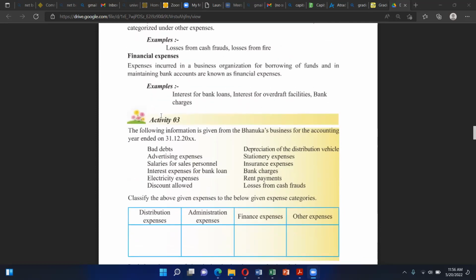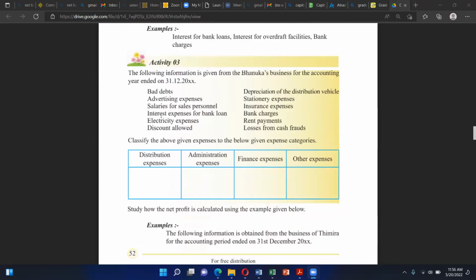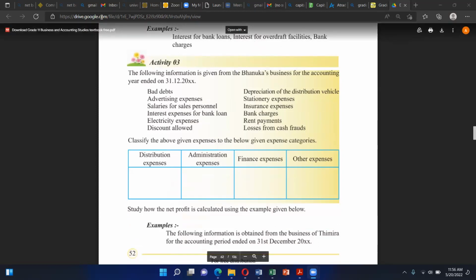Sorry, then everyone do activity 3. Classify them under the correct heading. Please try. I'll give you 5 minutes.